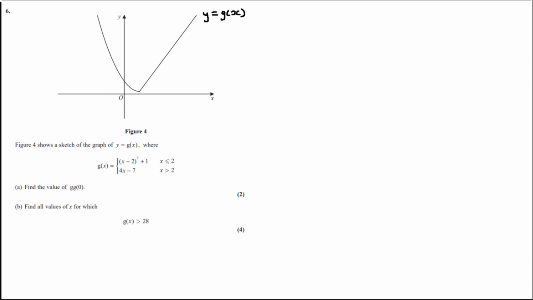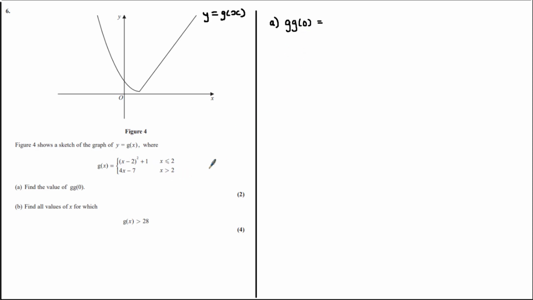Okay. In order to find gg of 0, we first of all need to evaluate the inner function, which is the function of g evaluated at 0. It's important to look at the domain in order to determine which subfunction we need to substitute our value into.